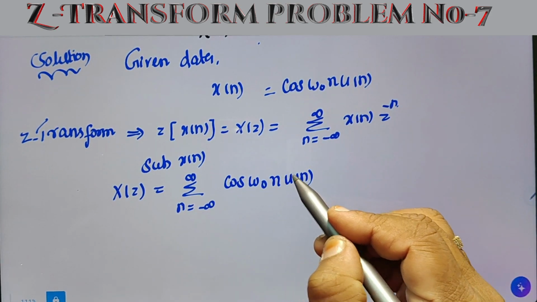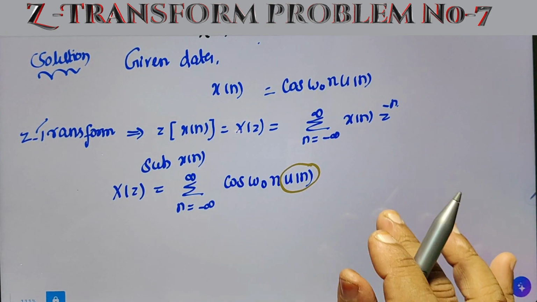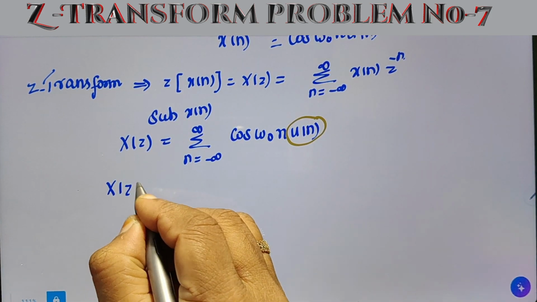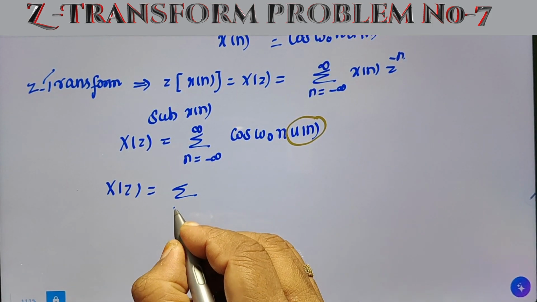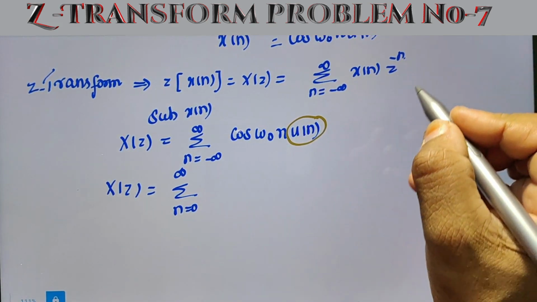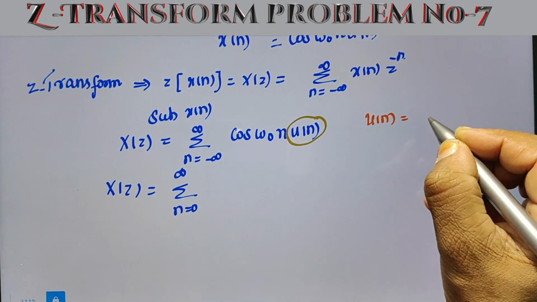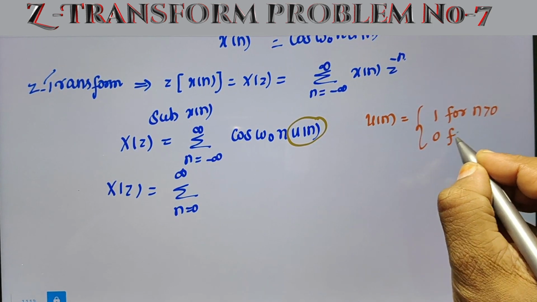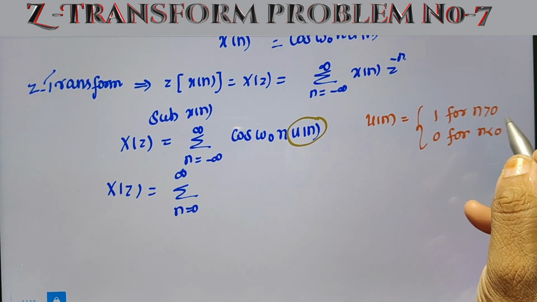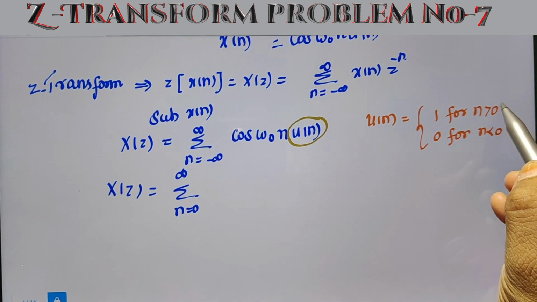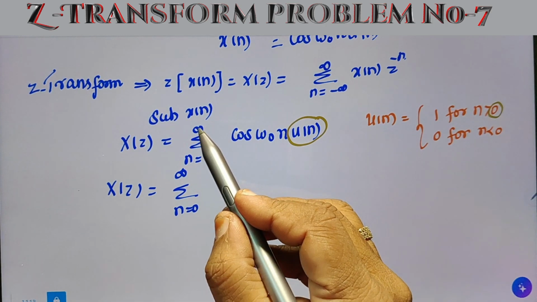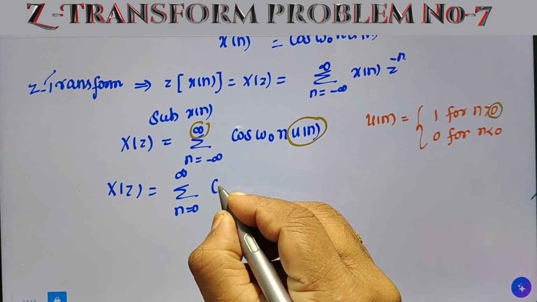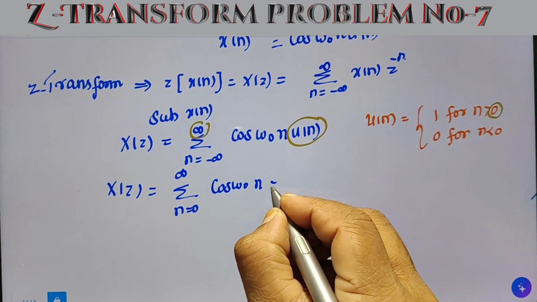For the next line, replace this u of n. U of n only applies to the limit. Summation limit: so write X of z equal to summation n equal to 0 to infinity. We know for u of n, the value is 1 for n greater than or equal to 0 and 0 for n less than 0. So here the lower limit is 0 and the upper limit is infinity. Cos omega naught n into z power minus n.